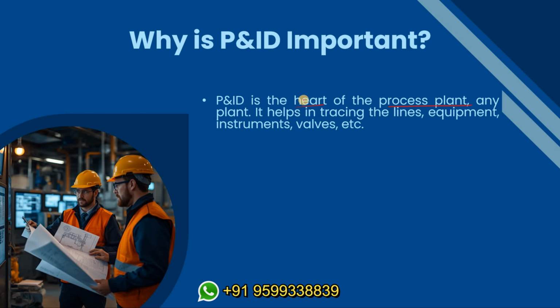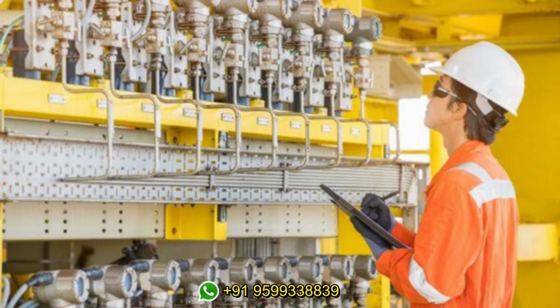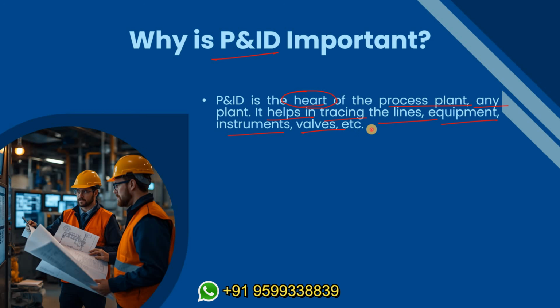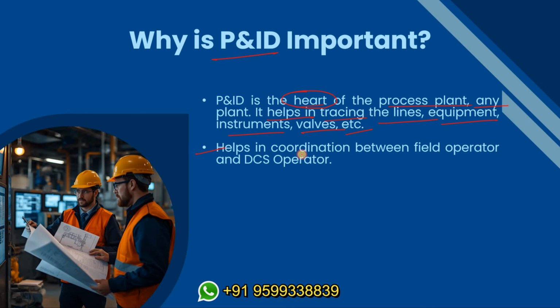And with respect to design engineers, if you want to size any equipment, such as a pump, compressor, heat exchanger, or if you want to prepare the pump data sheet, piping accessories data sheet, instrumentation data sheet, the P&ID document is required to provide the process information, right? So that's why it is very important. That's why I said it is the heart of the process plant or any plant. It helps in tracing lines, equipment, instruments, valves, control loops, etc. It helps in coordination between the field operator and DCS operator.